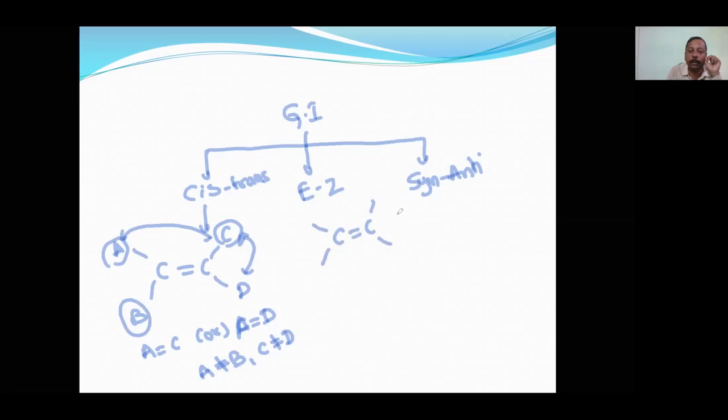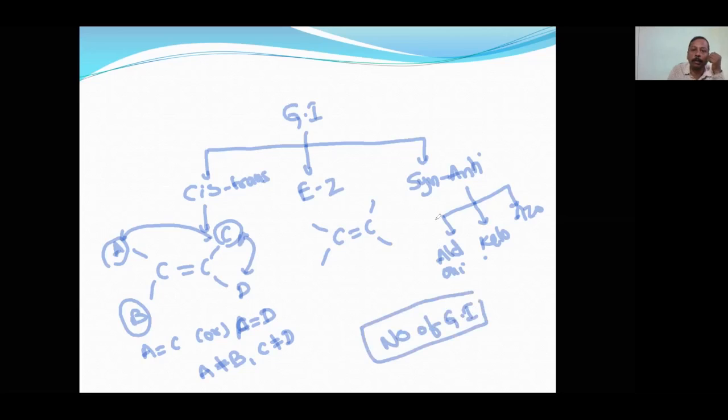CIP rules. And syn and anti isomerism is found in three conditions: aldoximes, ketoximes, but the groups must be different, and azo compounds. This is the summary of geometrical isomerism, and lastly we studied how to find the number of geometrical isomers. I think all is understood clearly now.